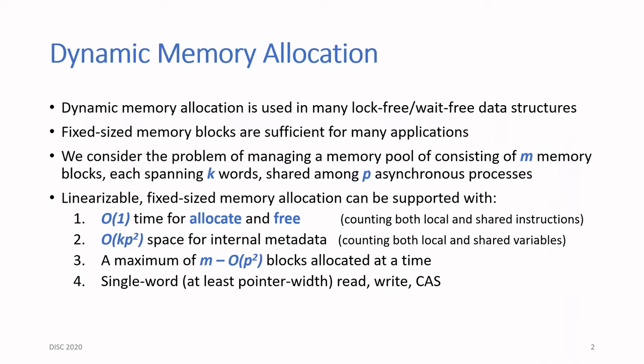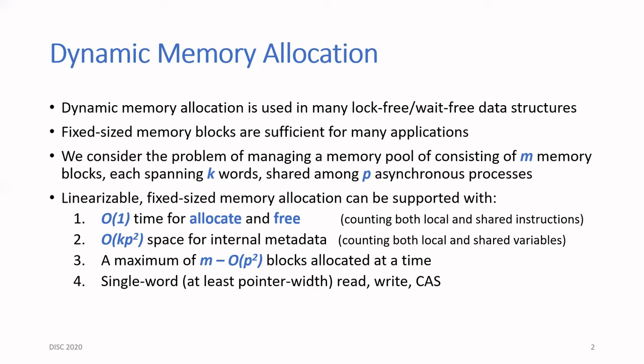First, both operations take constant time, and time is measured by the number of local and shared memory instructions executed by an operation before it completes. The space overhead of our allocator is K times P squared, which means that on top of the M memory blocks that it manages, it also requires K times P squared space for internal data structures. And when we talk about space complexity, we are accounting both local and shared variables.